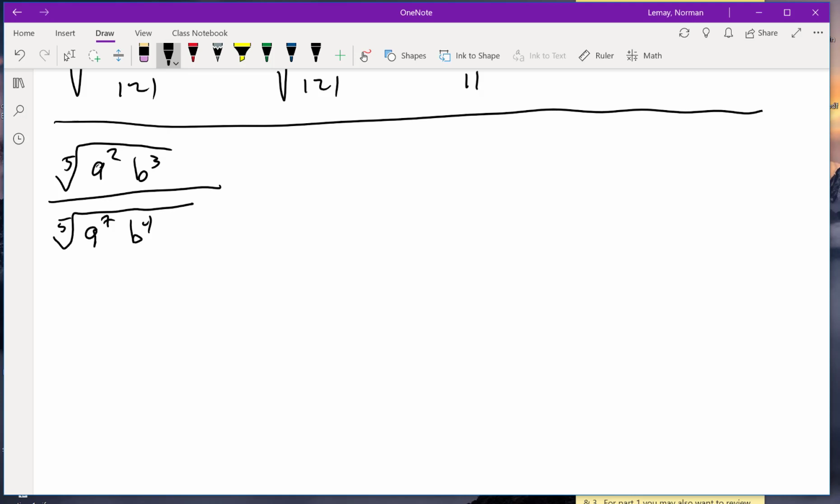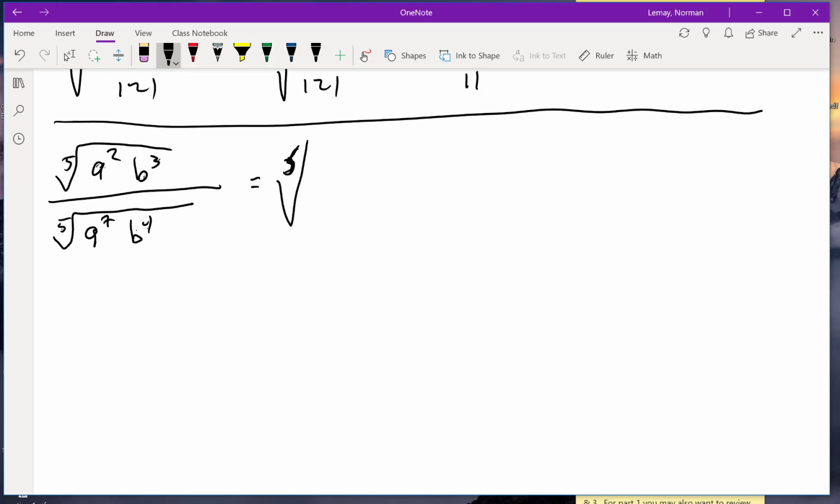So just to take a look, notice we have a fifth root over a fifth root. We know we can recombine that. And then we have some like bases and exponents. We know we can use our rules of exponents as well with the b's here. So notice that in order to use the rules of exponents, first we have to get everything under one radical.